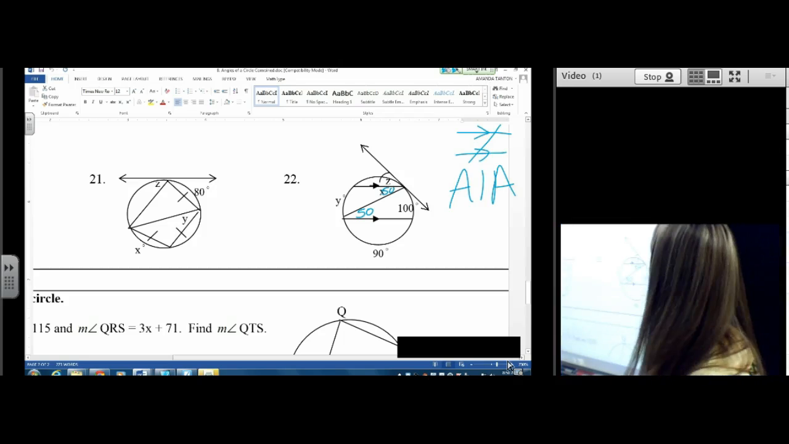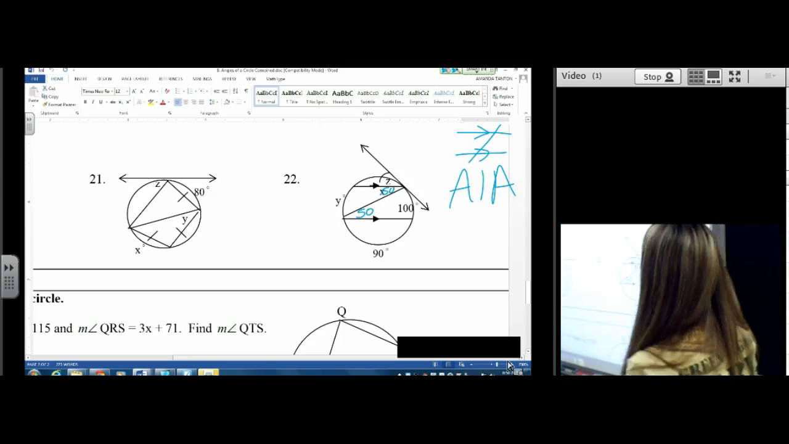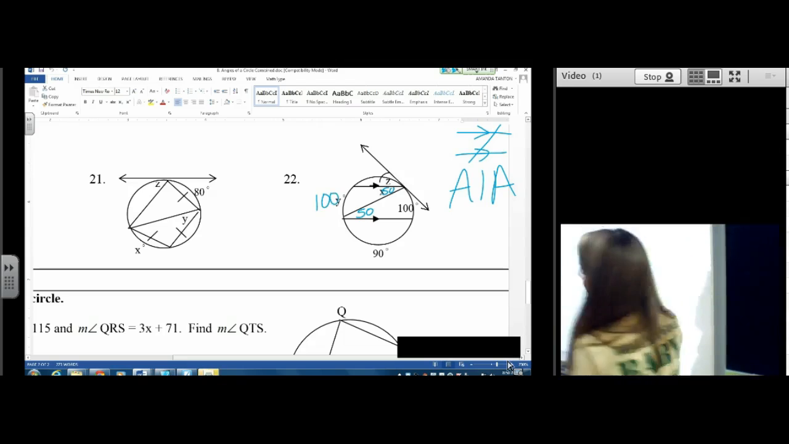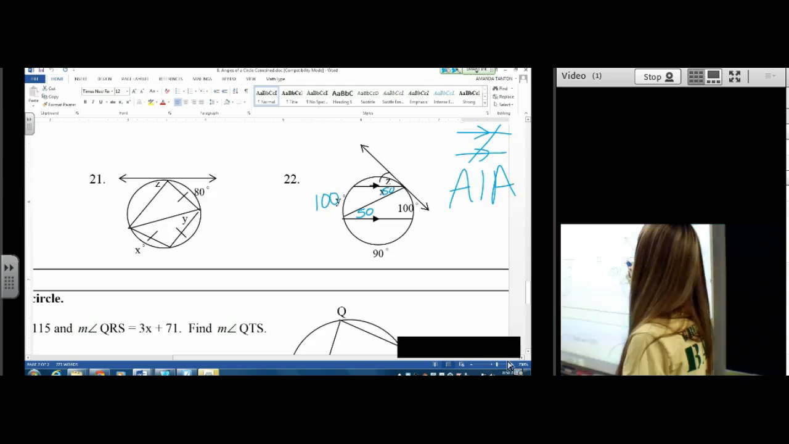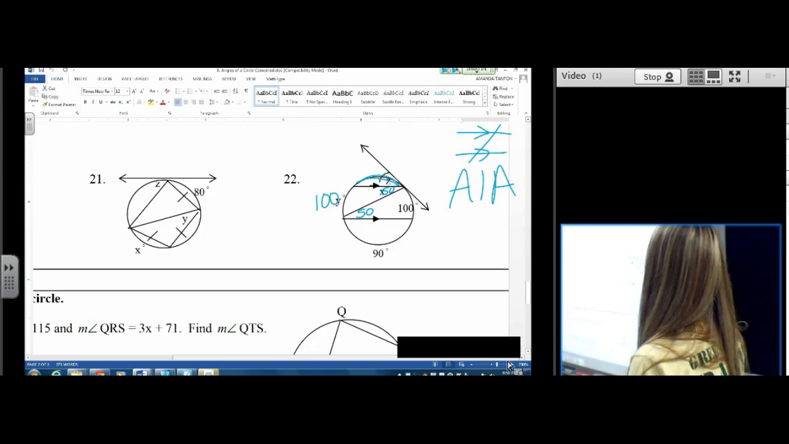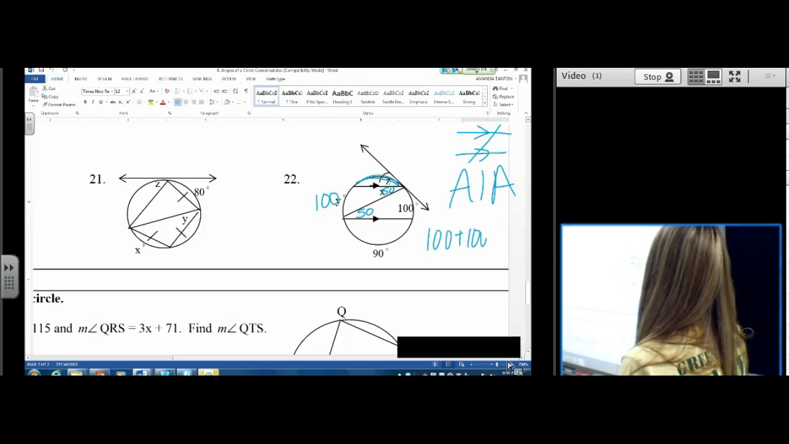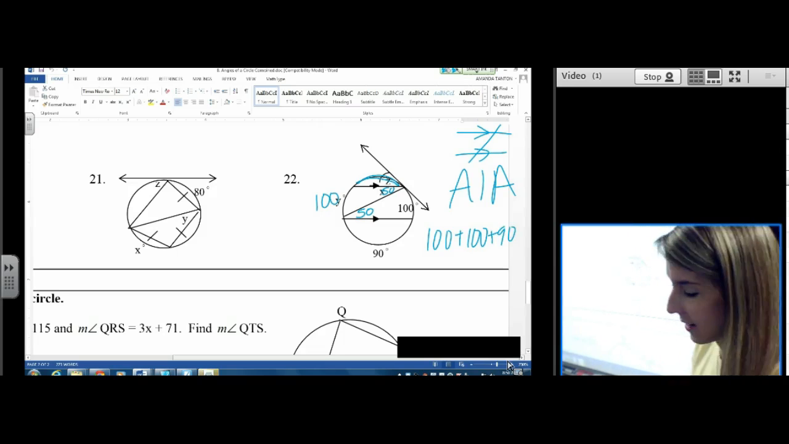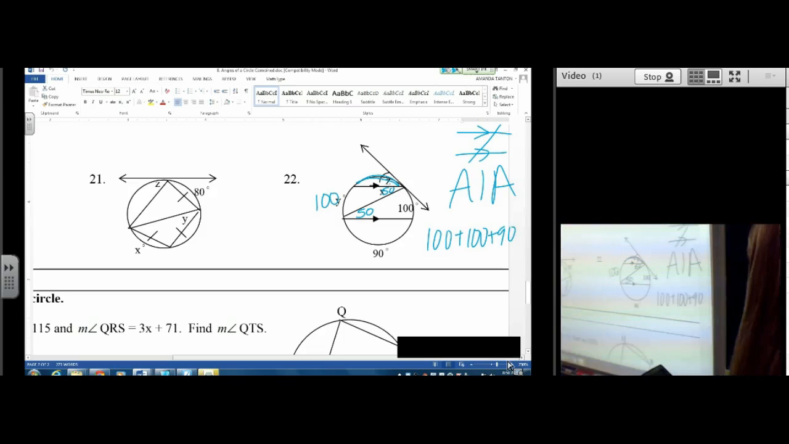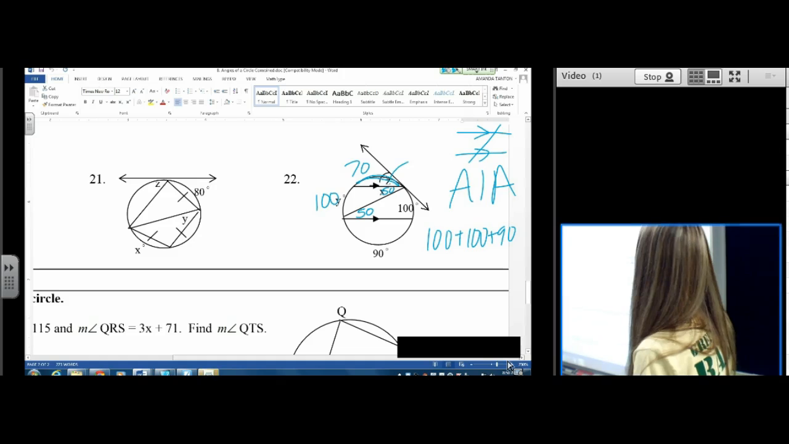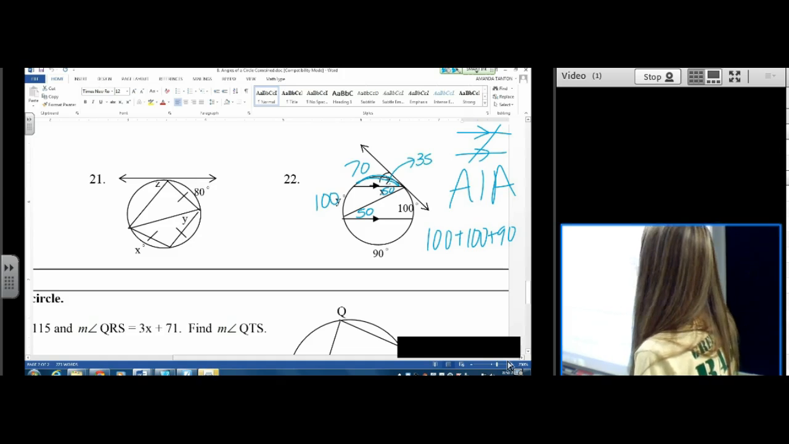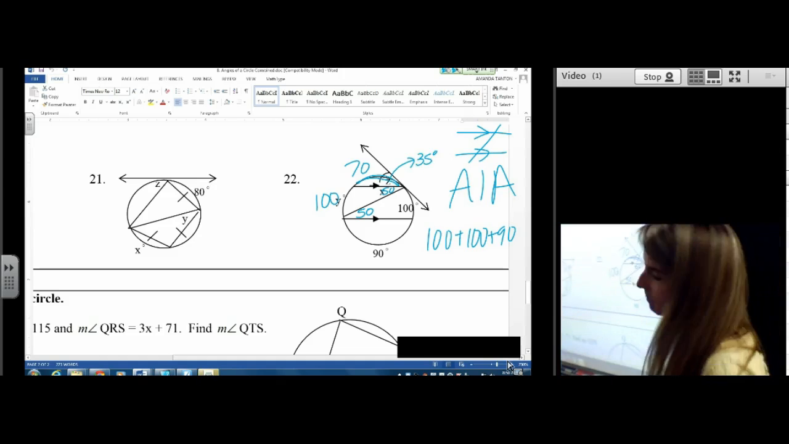Remember those theorems? So now we know that Y is 100 because an inscribed angle is half of its intercepted arc. And now we know all of the arcs except for this one. So we can take 100 plus 100 plus 90, and we can subtract that from 360. So 360 minus 290. This arc is 70, and so Z is 35 degrees. Good?